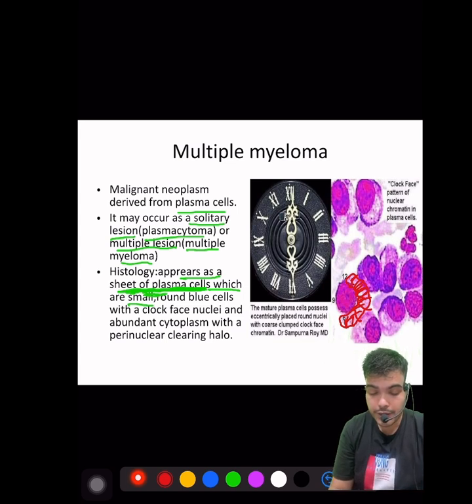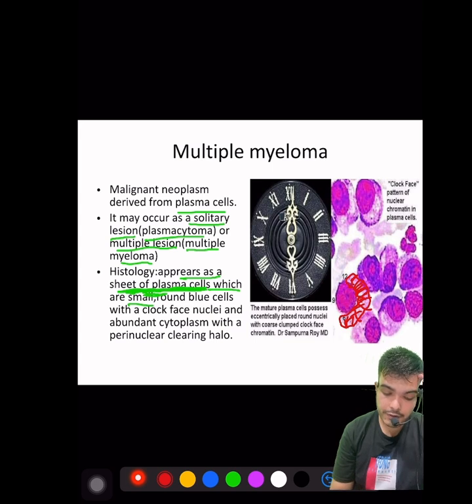The second feature, very important, is the cell resembles a clock face. Number two. Then the next feature that you need to understand is the histology. It will appear like sheets of plasma cells. Let's continue. Now let's talk about the gross appearance. It is a soft, gray and friable tumor.